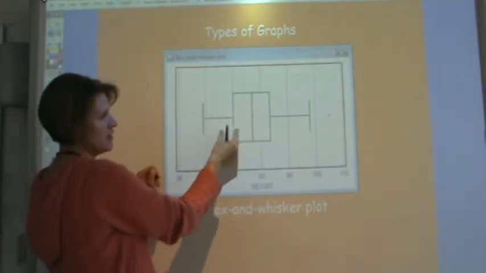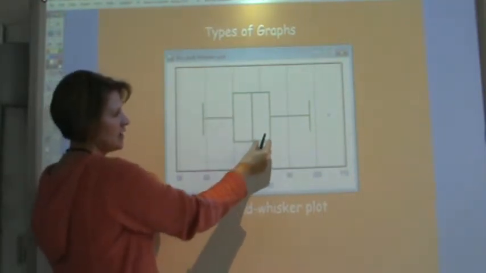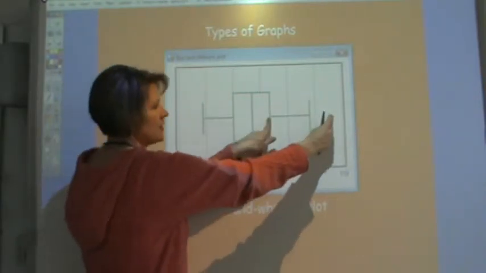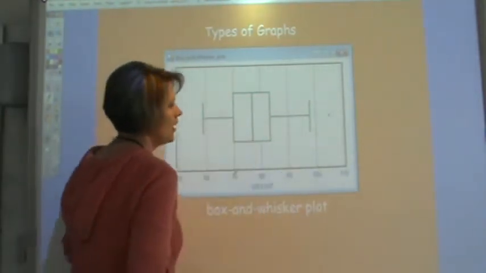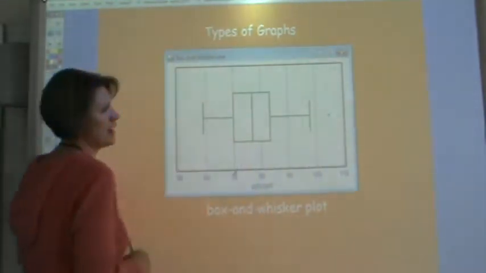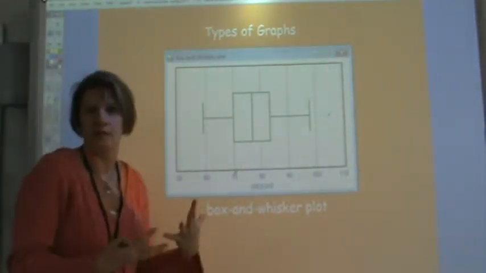This is 25% of the data. This is 25% of the data. This is 25% of the data. And this is 25% of the data. So it's a little more spread out over here. Okay? And then this little guy shows that there's an outlier, or one number that's way different than the rest of the data.